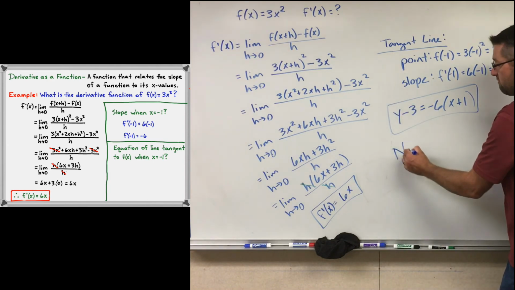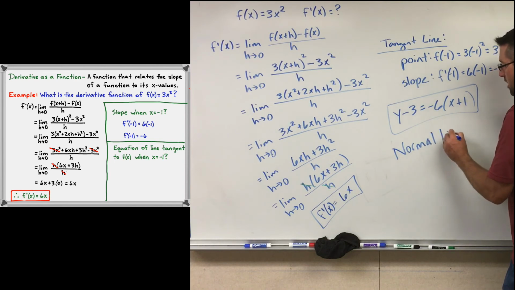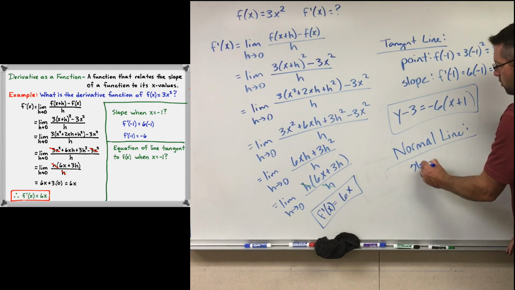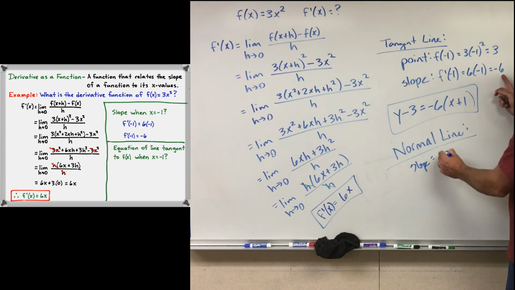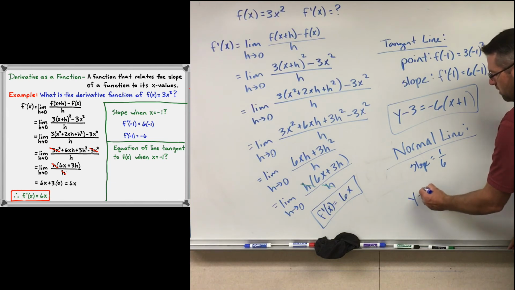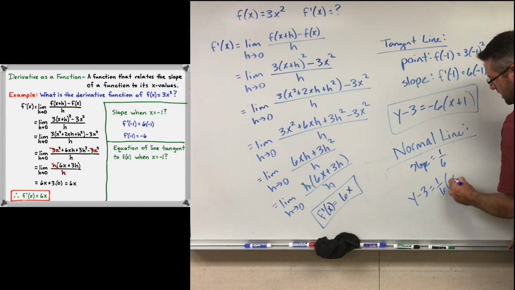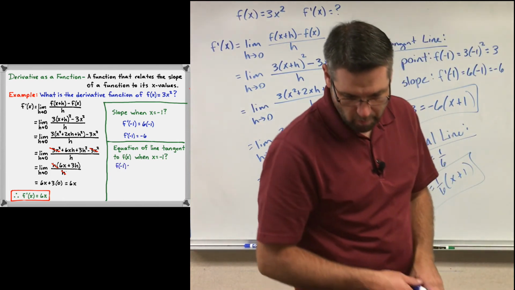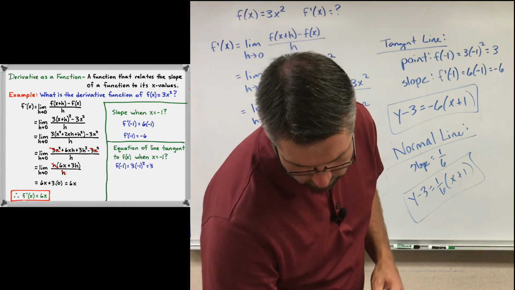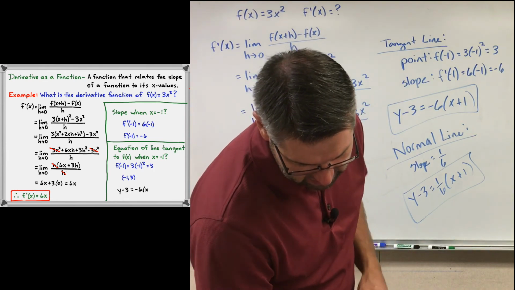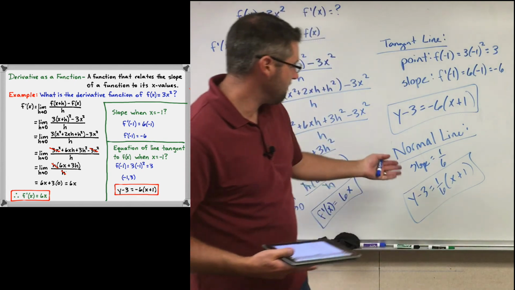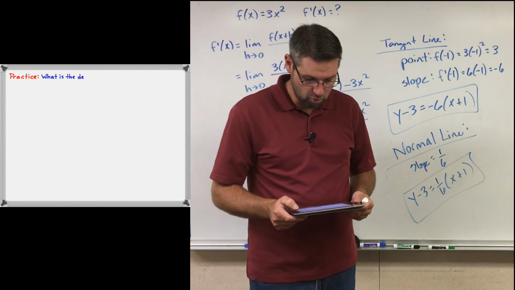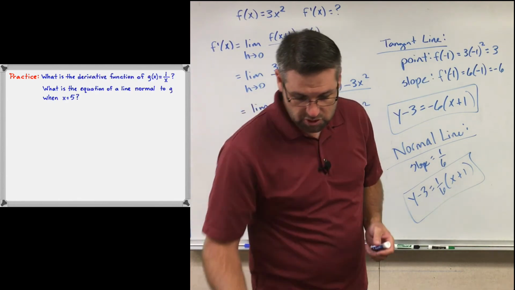If I wanted the equation of the normal line, well, we know the point is still the same. The slope is going to be the opposite reciprocal, so that'd be 1/6. So then our answer would be y minus 3 equals 1/6 times x plus 1. And then that is that. Okay? And so you can kind of see how all of that ties together a little bit more now. And if I were to graph that line, we would see a tangent line and a normal line going through that point.